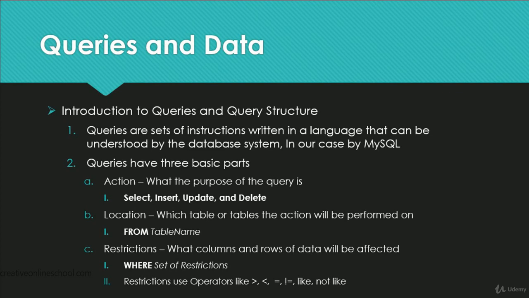Queries have three basic parts: an action, a location, and a restriction. An action, or what the purpose of the query is, will begin with either select, insert, update, or delete. A location, which identifies which table or tables the action will be performed on, will be started by from and the table name. The restrictions, which is the most expansive section, covers what columns and rows of data will be affected. Most of them will start with where and the set of the restrictions. Restrictions often use operators like greater than, less than, equals, not equals, like, or not like.